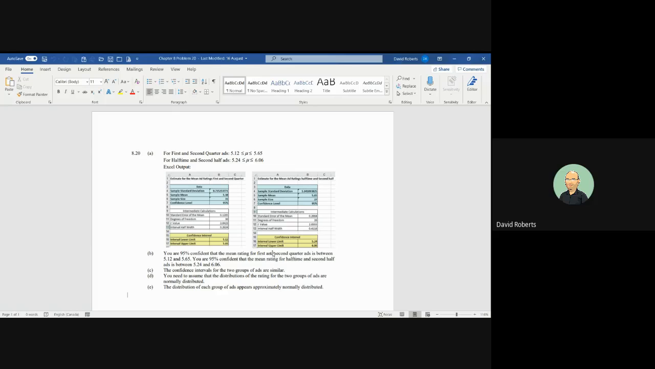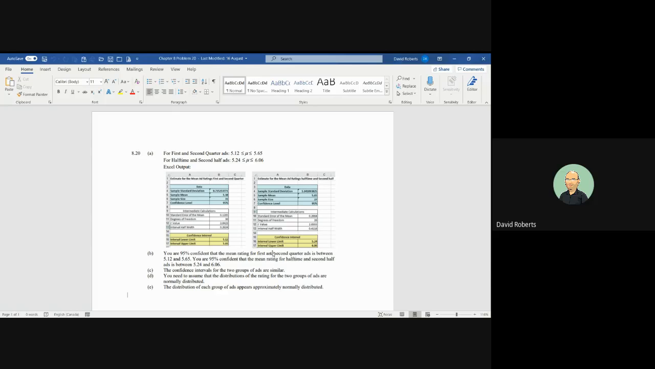So in part B, what I've just said, we're 95% confident that the mean rating for watching the ads is between 5.12 and 5.65 in the first half. In the second half, it goes up to 5.24 to 6.06. So they're similar, but the second half is slightly higher than the first half.